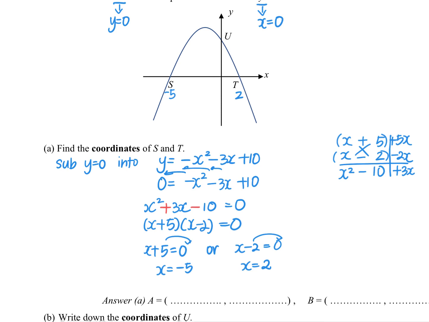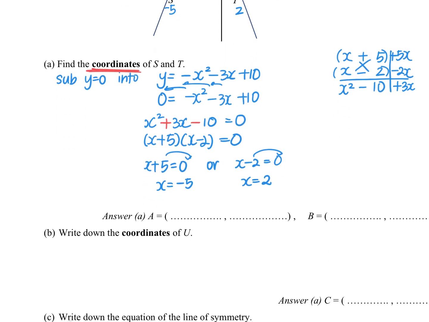But again, the question wants the coordinates. So we'll need to write down the coordinates of our values, right? I will know it's not A, sorry, my typo error over here. This one should be S and T. Okay, S will be negative 5, and T will be 2. But what is our y value? Remember, it cuts the x-axis, so y is equals to the number 0.